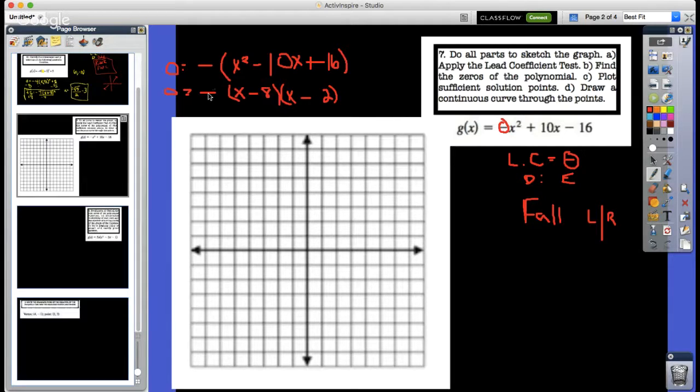So if I were to set both of these equal to 0, my x-intercepts would be 8 and 2. So I'm going to put 1 here, right? And so I can even put 8, comma 0. That's my first point, right?